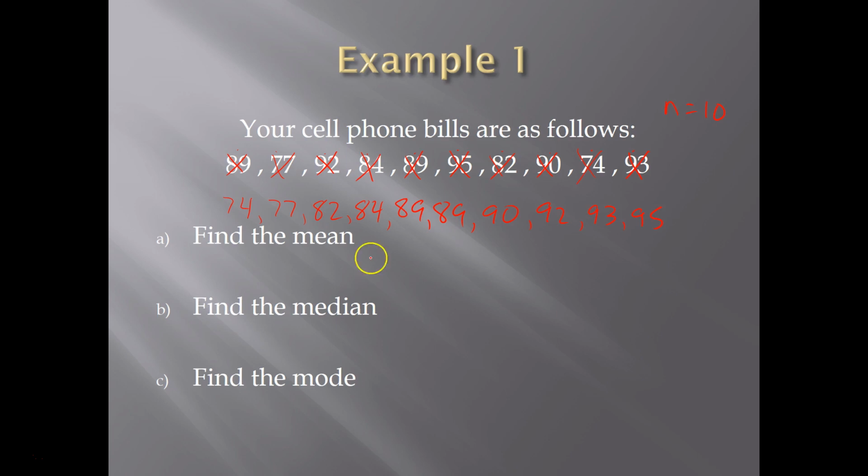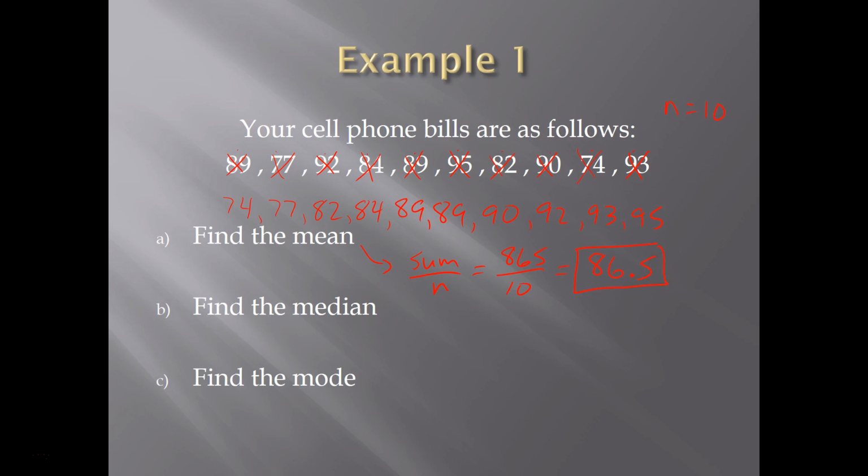Let's find the mean. So the way we find our mean is it's an average, right? So we find the sum of all the numbers, and then we divide by n, the number of values. If I were to add 74, 77, 82, 84, and so on, all the way out to 95, if I were to add all 10 of those data values, they actually add up to 865. So that's the sum of all 10 numbers. And now you divide by n, and remember, n is the number of data values, which we had was 10. So 865 divided by 10 gives us 86.5. So that is our mean.